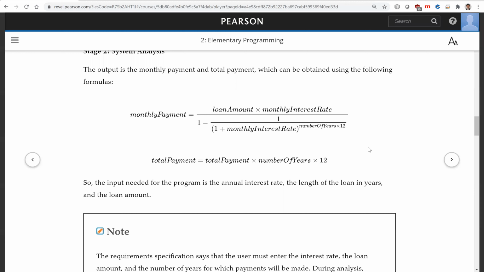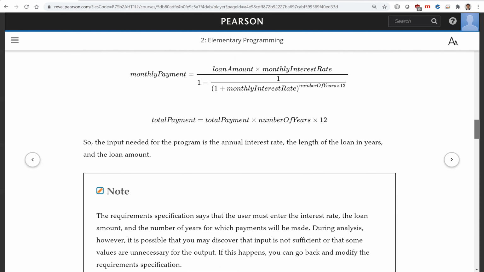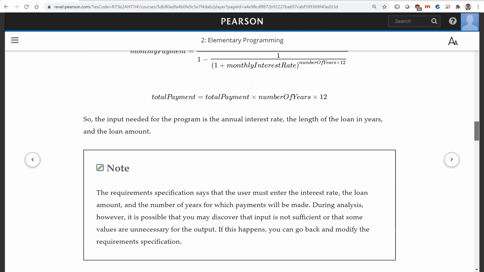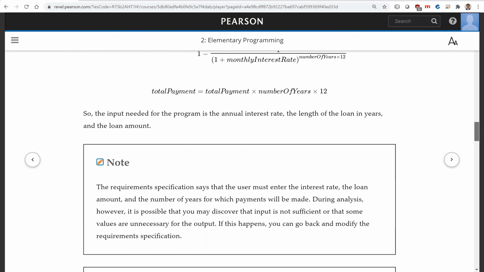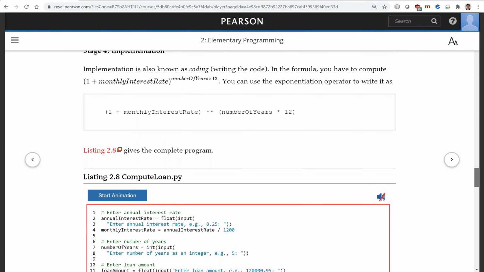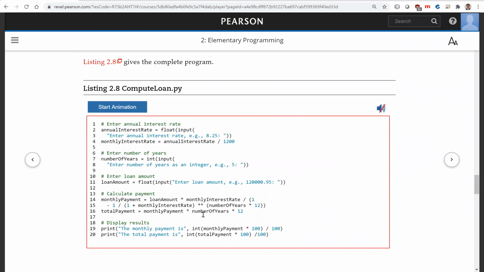We can use the power function. And what we do here in Python is use the power operator. So this is the operator we're going to use here. Let's go down here. You can see we're going to implement this using the power operator. And this is the base, and this is the exponent.